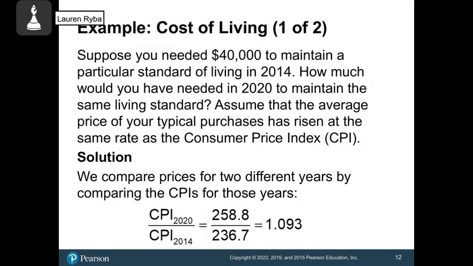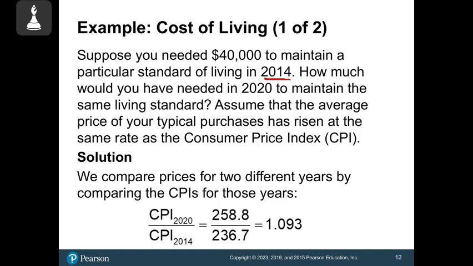Suppose you needed $40,000 to maintain a particular standard of living in the year 2014. How much would you need to have in 2020 to maintain the same standard of living? We're going to assume that the average prices of your typical purchase have risen at the same rate as the Consumer Price Index. So in order to do this, we first need to find the CPI change from 2014 to 2020. So I'm going to take the CPI for 2020 and divide that by the CPI of 2014. It's always what we have compared to our reference value, going back to 2014.